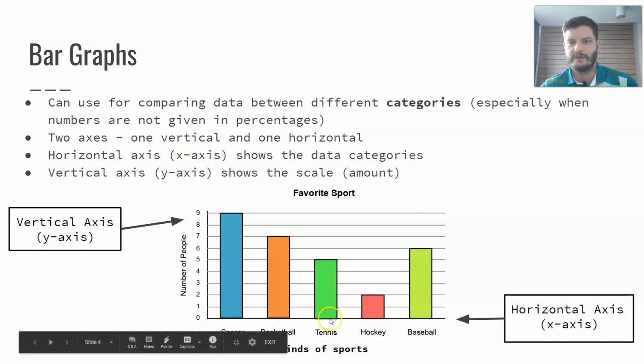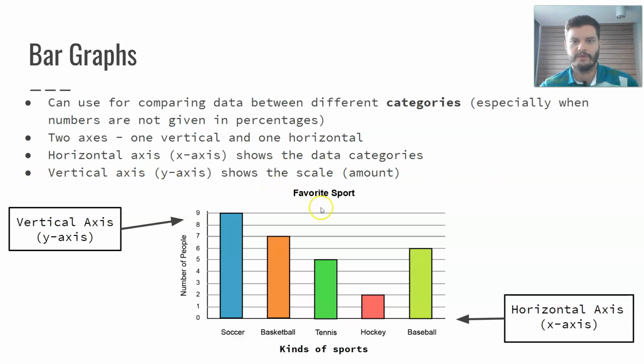The horizontal axis, meaning the one that goes from side to side, is the x-axis. The vertical axis, the one that goes up and down, is the y-axis. Okay, so what example do we have here?